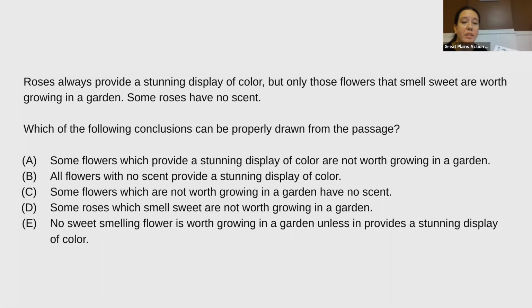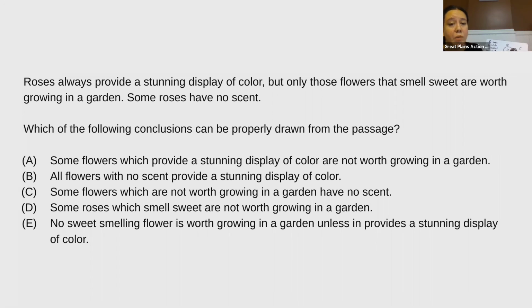Let's look at the options. So some flowers which provide a stunning display of color are not worthy of growing in a garden. It doesn't say that, but it doesn't say it. All flowers with no scent provide a stunning display of colors. So all flowers outside of S are C. I don't see that.